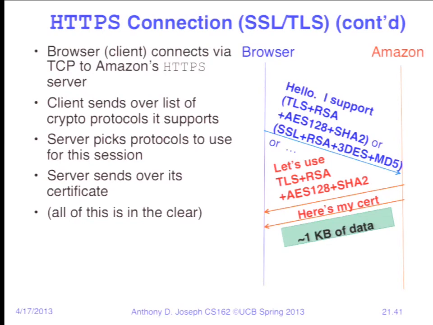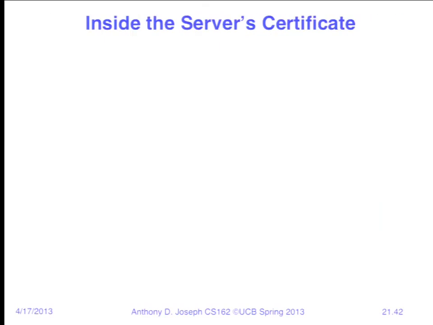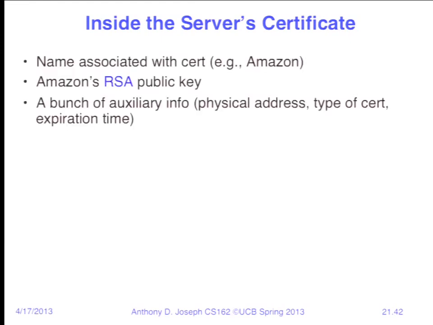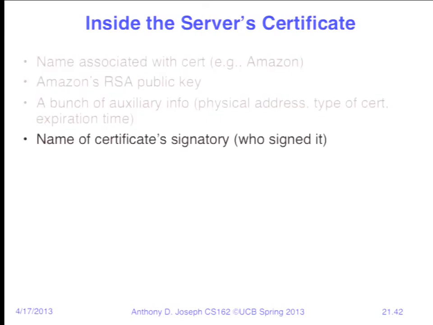Now, what's inside of this certificate? This is an X509 certificate that contains the following. It contains Amazon's name. It contains their public key and a whole bunch of additional information, like their IP address, the type of certificate, when the certificate expires. You may sometimes get a message: the certificate that we received has expired. What do you want to do? It's up to you.